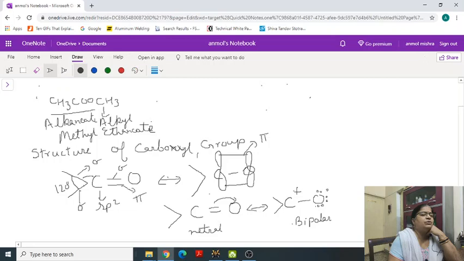Now in today's session, we have studied the introduction of aldehyde, ketone, carboxylic acid, then the IUPAC names of aldehyde, ketone, carboxylic acid and their derivatives, and the structure of the carbonyl group.